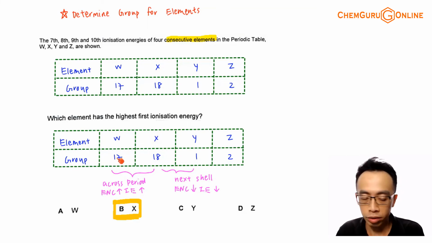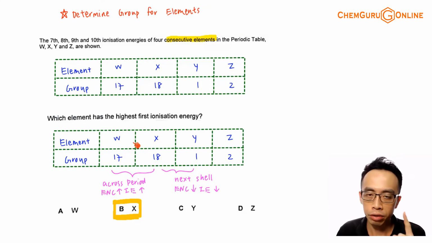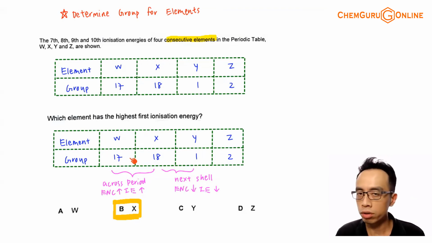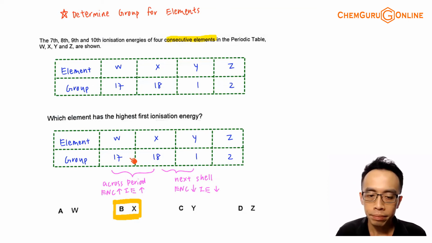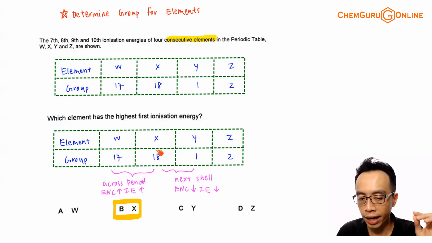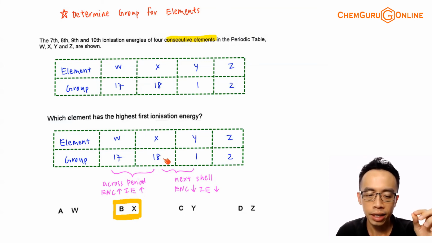Now, we have learned that across the period, the general trend is the ionization energy will increase, correct? Because across the period, the proton number increases, and I'm adding electrons to the same principal quantum shell. So the distance from the nucleus is roughly the same. The electrons do not shield each other, so the shielding effect is roughly the same. So across the period, effective nuclear charge increases, giving stronger attraction on the valence electron. The electrons will be harder to remove. We will expect between W and X, X will have a higher ionization energy because X is a noble gas. It is on the extreme right-hand side, so it should have the highest effective nuclear charge, and therefore it has the highest ionization energy.